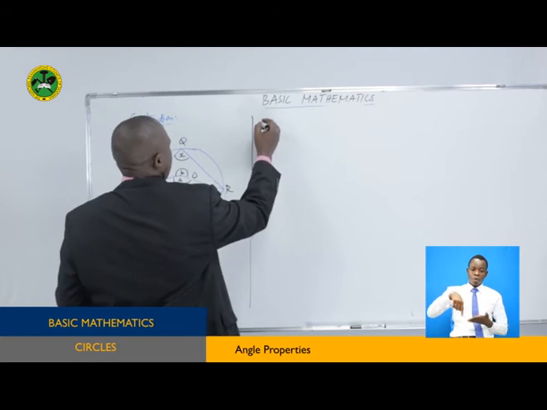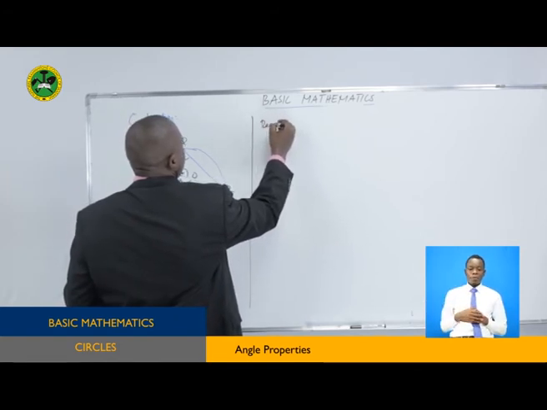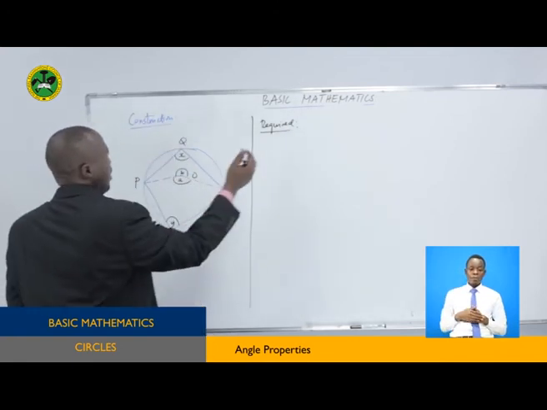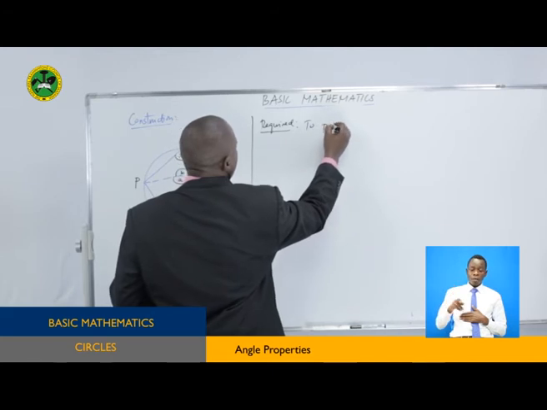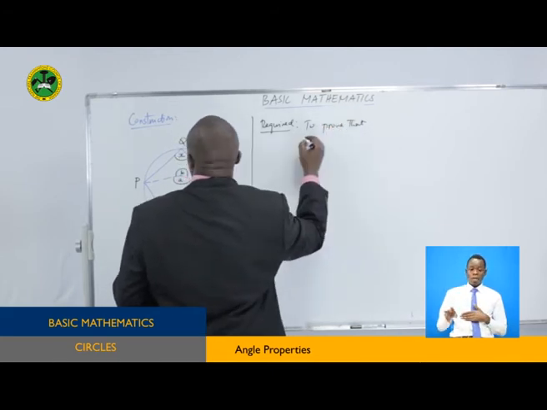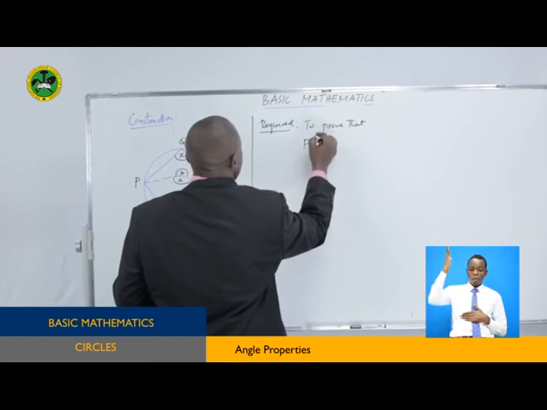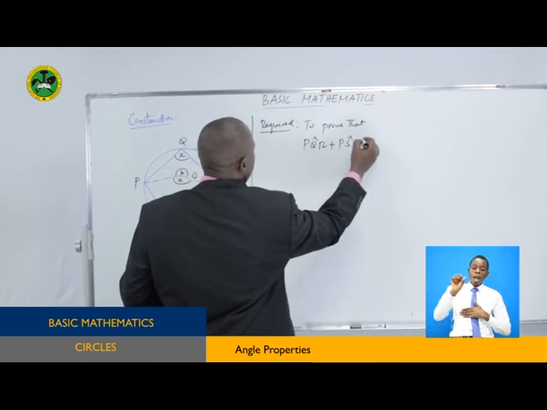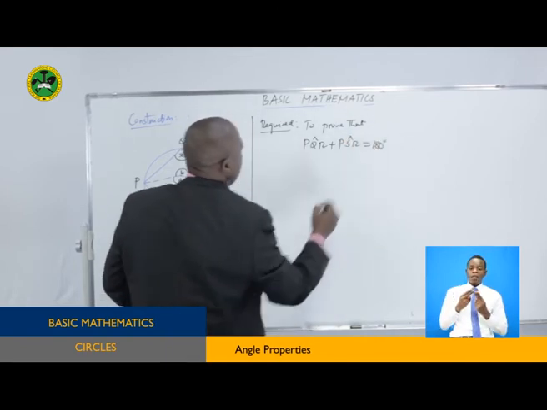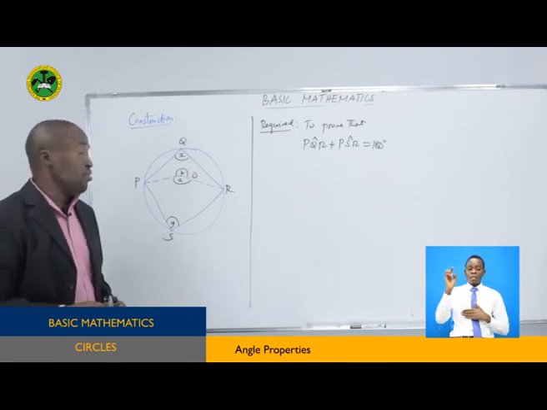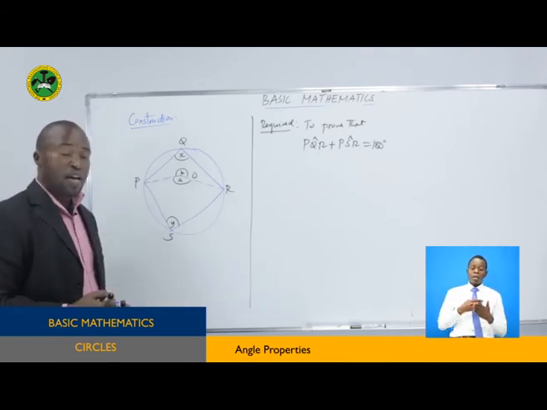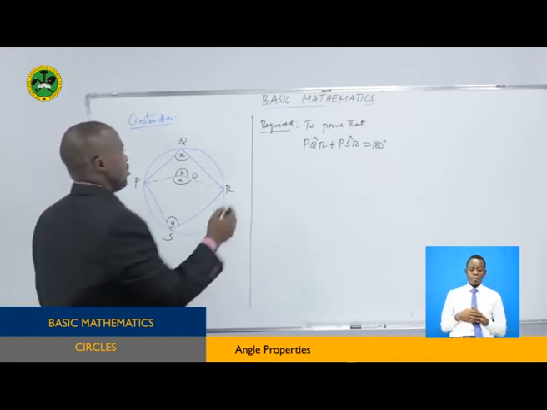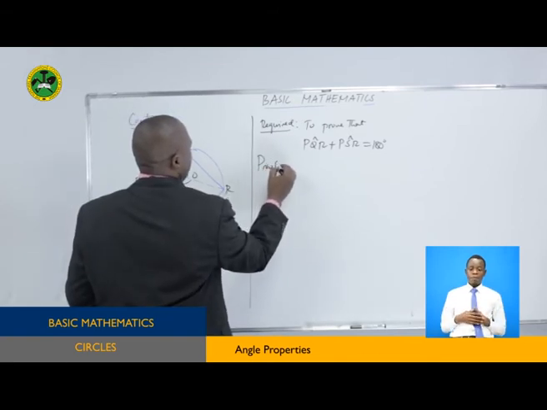So remember, required to prove. Remember, we want to prove that PQR plus PSR is equal to 180 degrees. That is according to our theorem. So PQR plus PSR is equal to 180 degrees. So now, the proof is as follows.